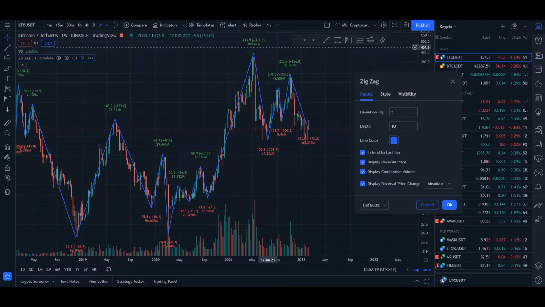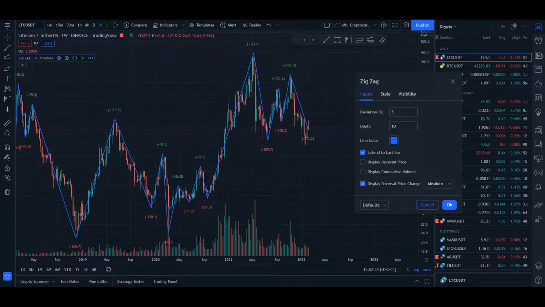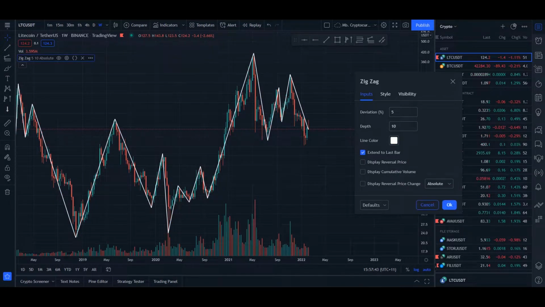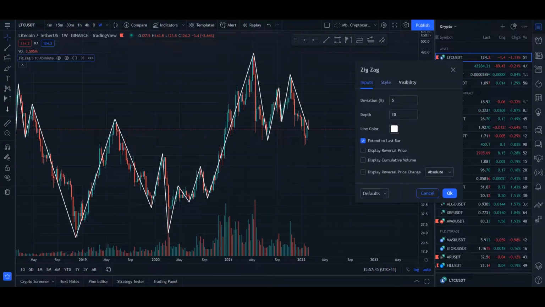I don't really like to have that much information on my chart, especially since I want to draw a little bit of support and resistance. Also I use parallel channels and so on. I want to make it look a little cleaner, so I don't want to see the display reversal price. The volume, I do not wish to see. Display reversal price changes, I do not wish to see. Also, I tend to make it white, but you have to customize it in a way that works for you.